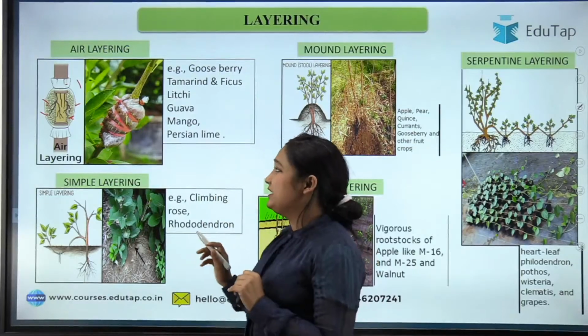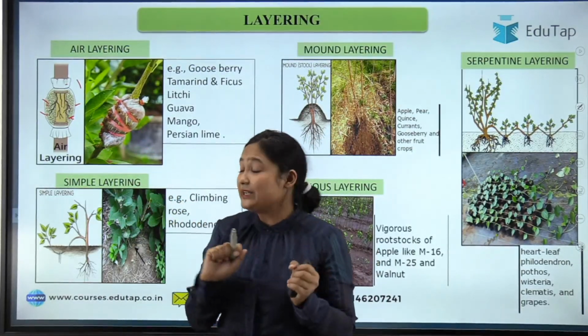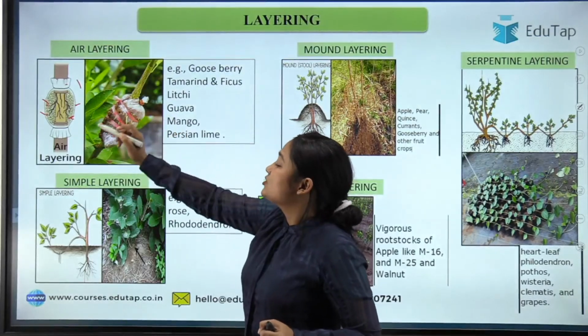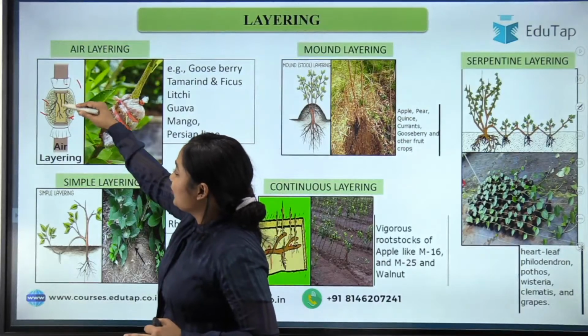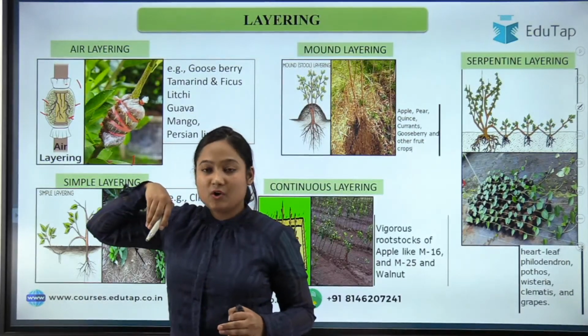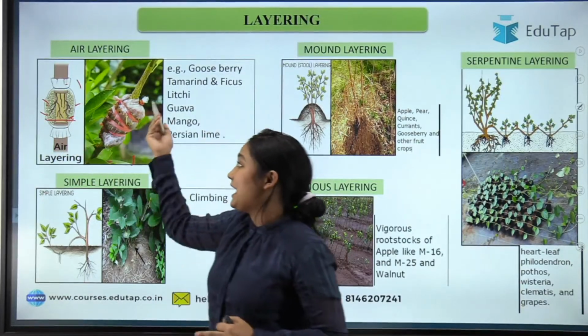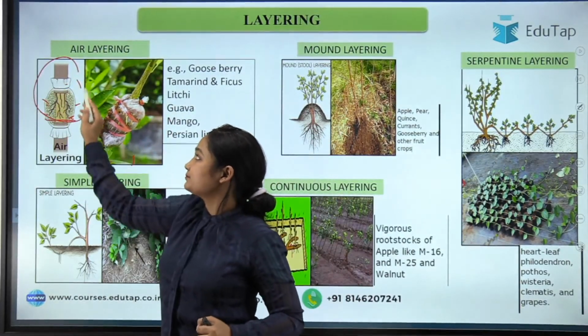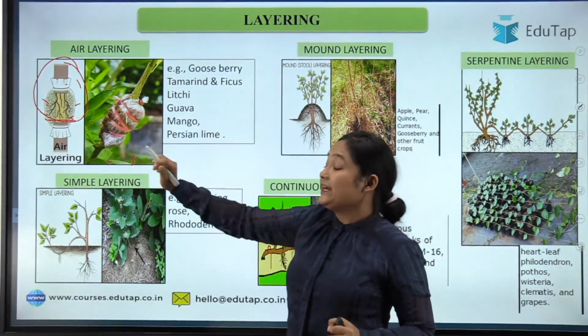I think in the case of lychee or other plantation you have seen that polythene is wrapped around the stem. So what is that? That is air layering. So what happens now? After some time the upper part will start growing roots. Okay, once the root is visible, you simply remove it from here and you have a new plant here. This will act as a new plant now. So that is how air layering is done.